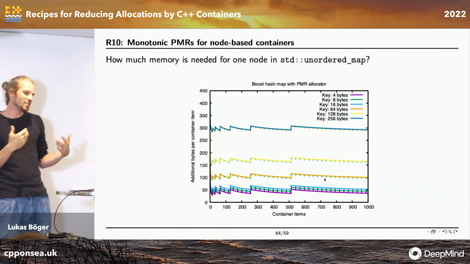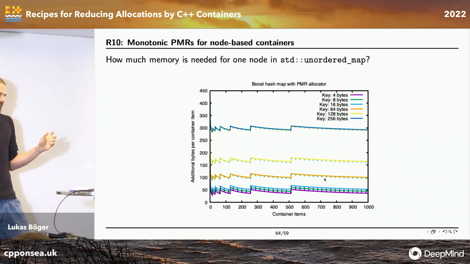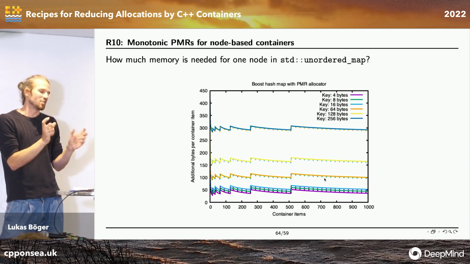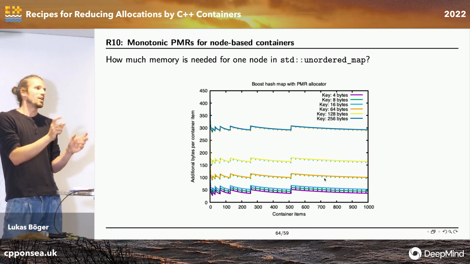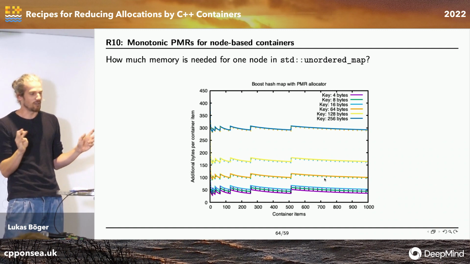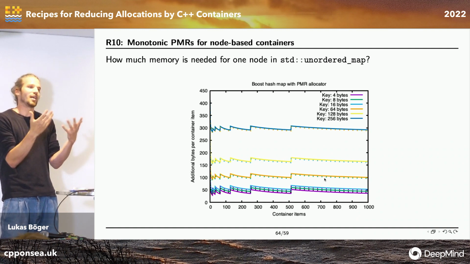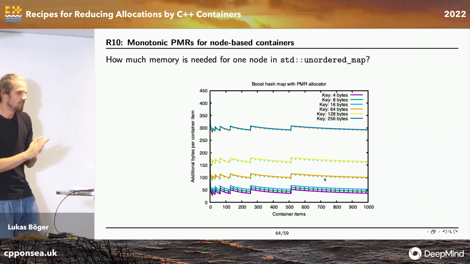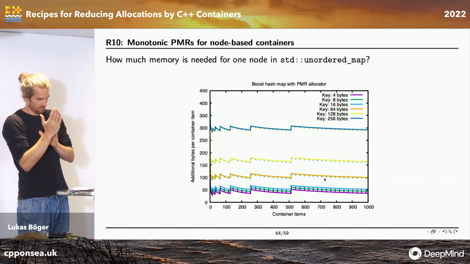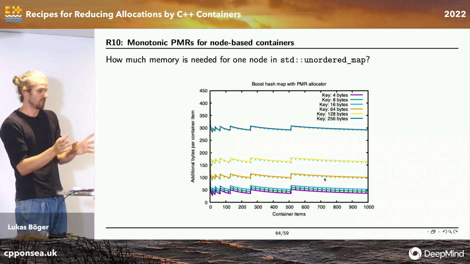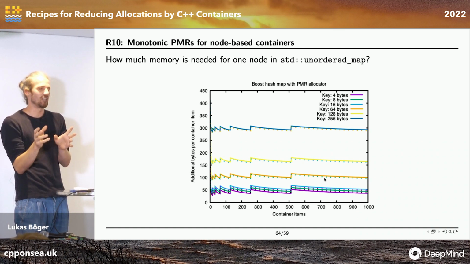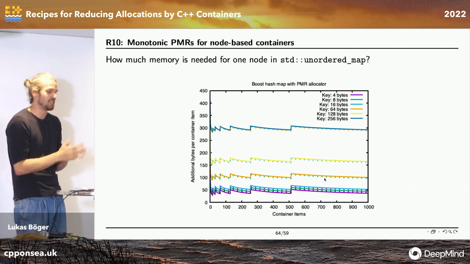Now, what we really need to pull out of this is some kind of estimation: when we have a std unordered map and we want 200 elements, how many bytes do we need, knowing how large key and value are. Interestingly enough, it doesn't scale with the size of the value type, but only with the size of the key type.